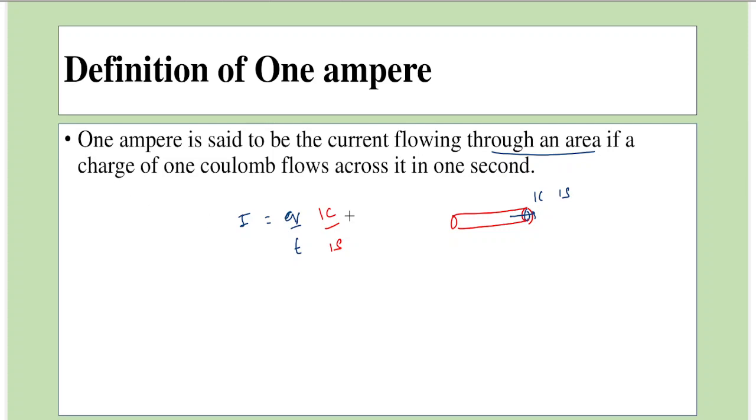So 1 ampere is said to be the current flowing through an area if a charge of 1 coulomb flows across it in 1 second. That is called as 1 ampere. Basically, we are making charge as 1 coulomb and time as 1 second. Then what you get is 1 ampere.